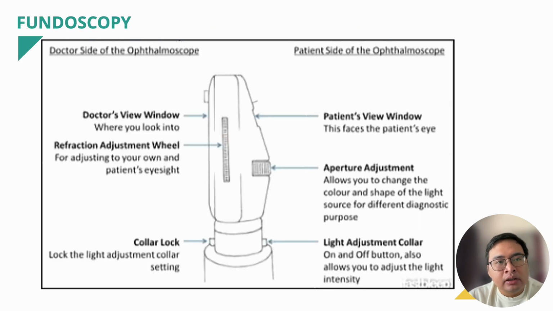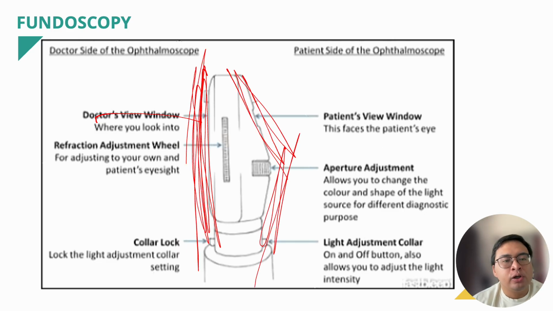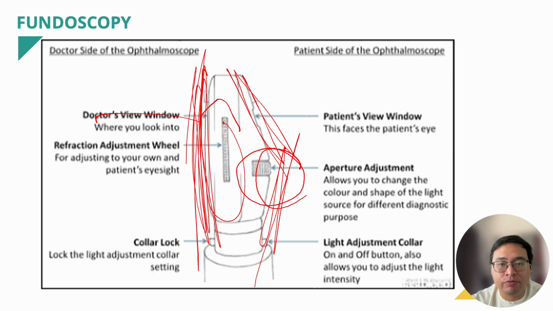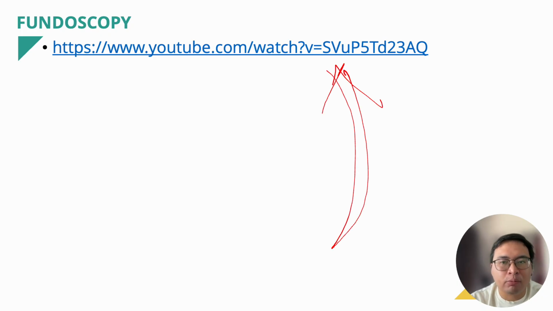Okay? So, what are the parts of the fundoscope? There's a doctor's view window. So you look here at the front, at the flat side, right? This one's the one that's facing your patient. There are adjustment wheels, both for refraction as well as for the aperture. You could watch a YouTube video here. The link is on the next slide. You could watch this to further learn how to do the ophthalmoscopy.